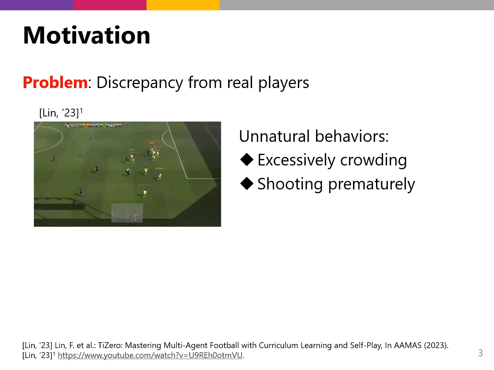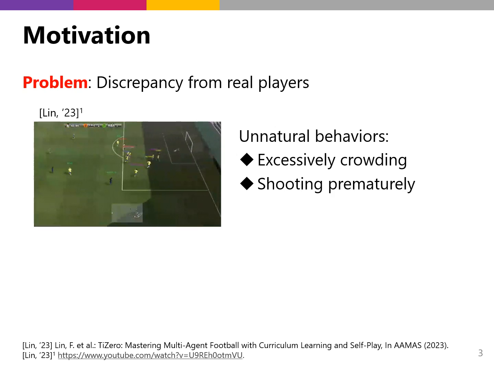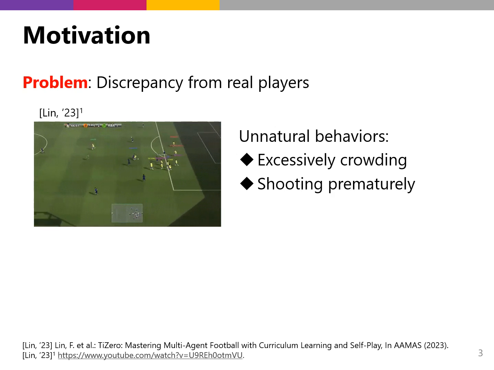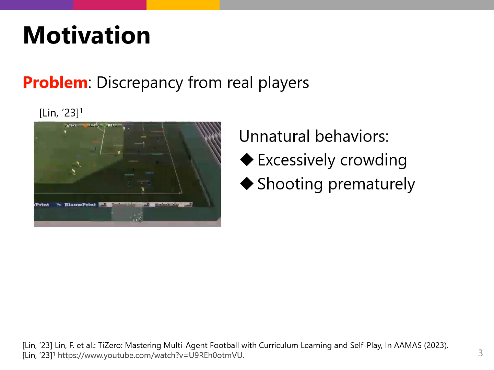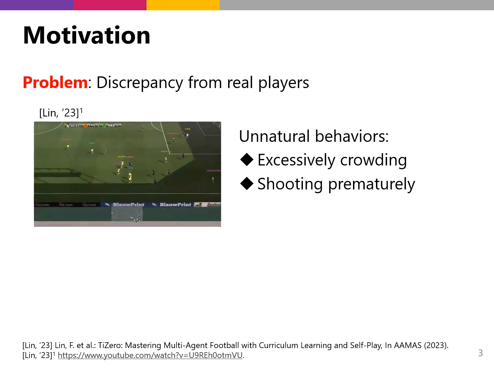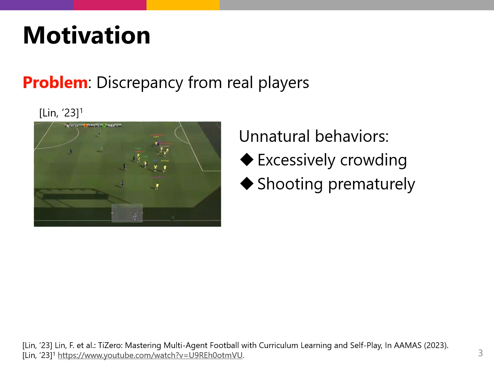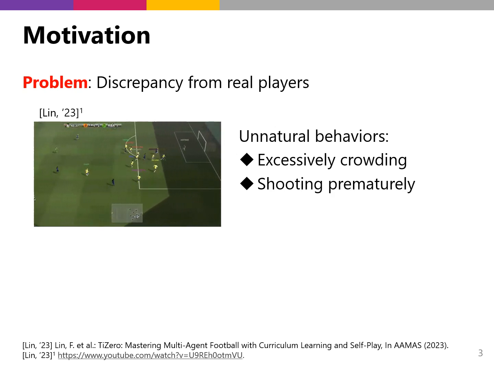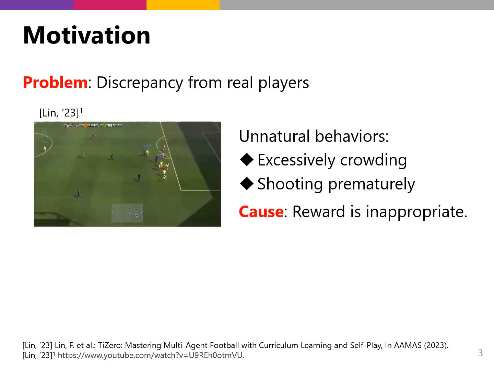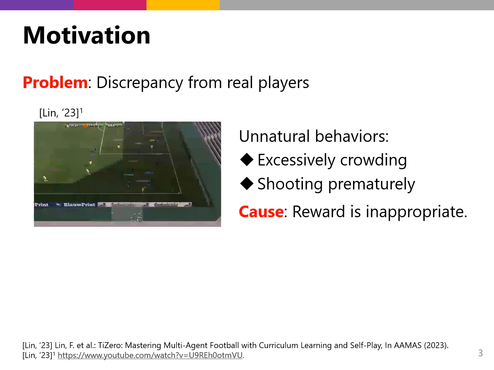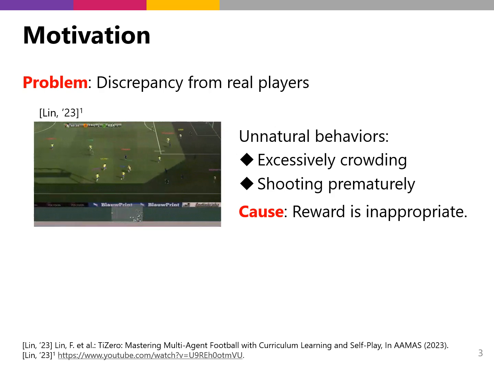Let's take a look at the unnatural movements of the agents. In this case, the yellow team is aiming for the goal, but they are excessively crowding around the ball. These types of movements are common among beginners or people who don't know much about football. We think that these behaviors are caused by the fact that agents don't get an appropriate reward for it.